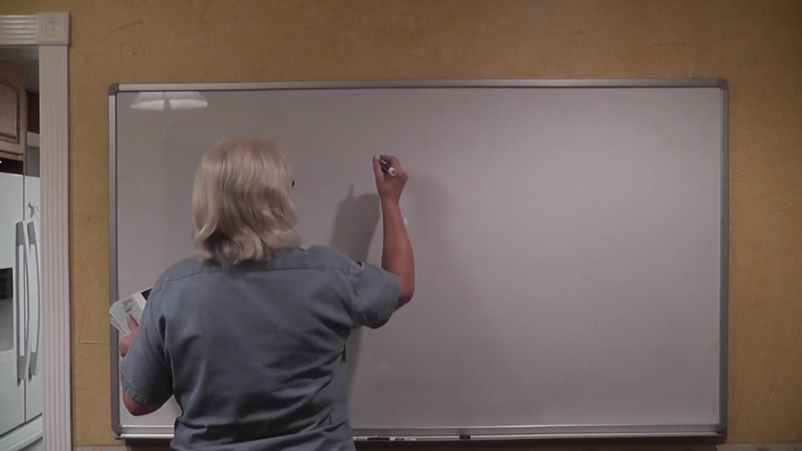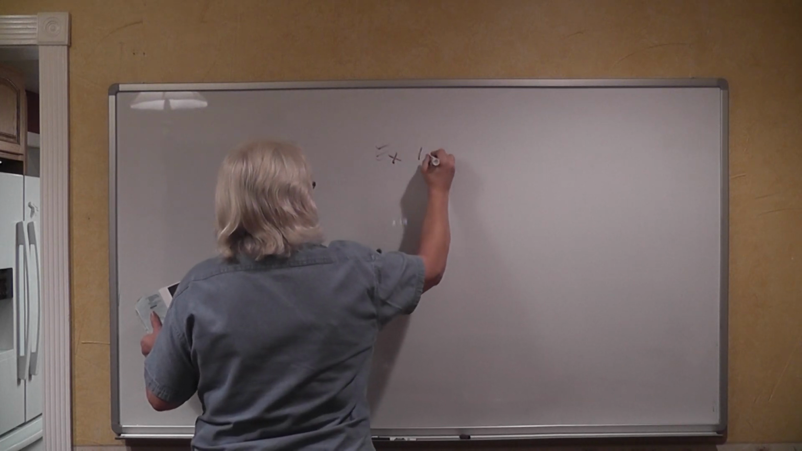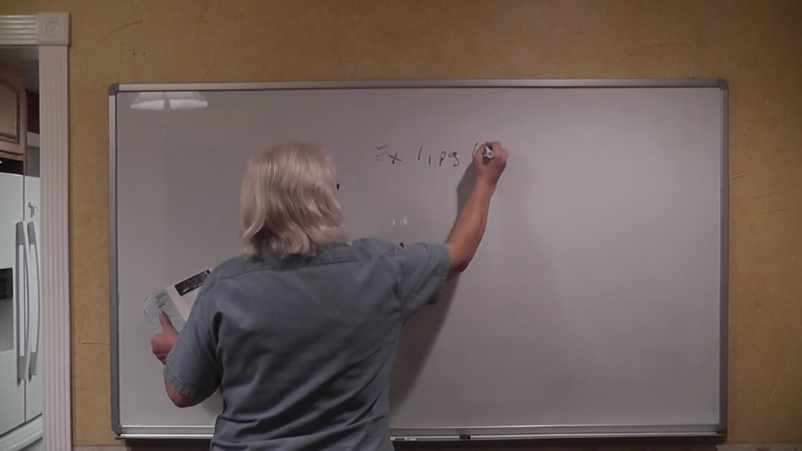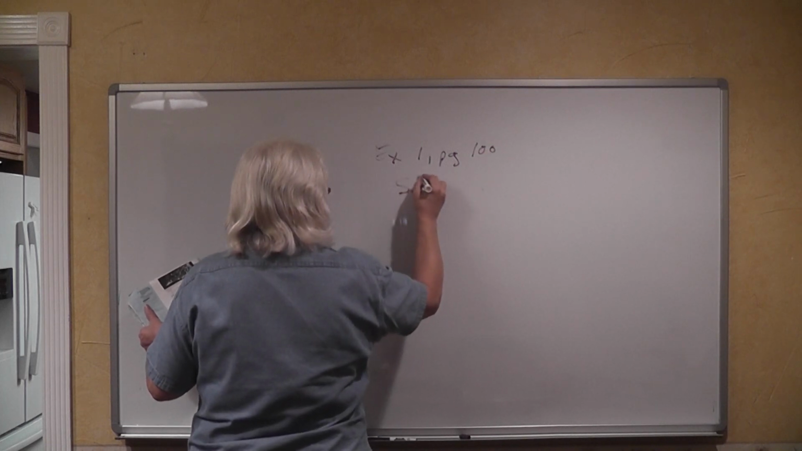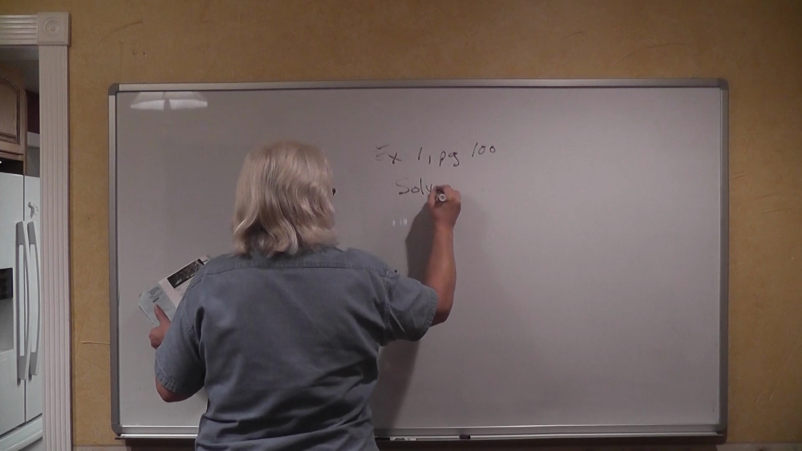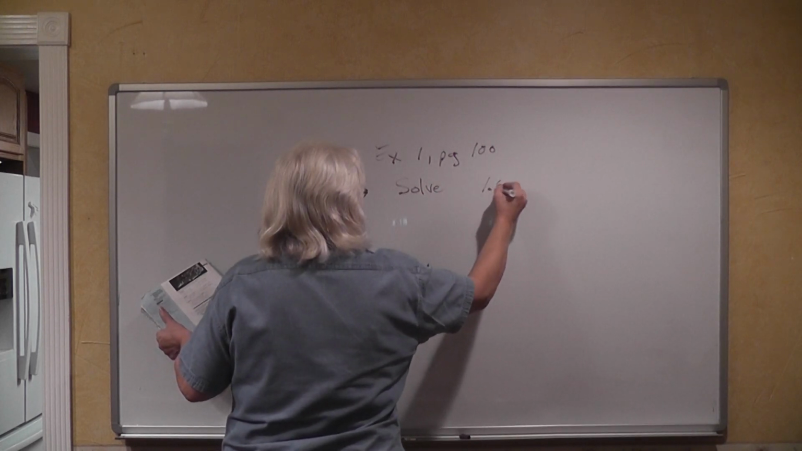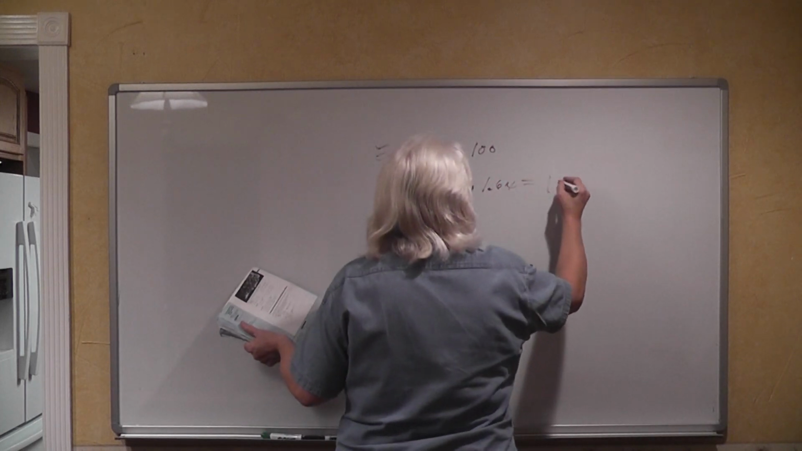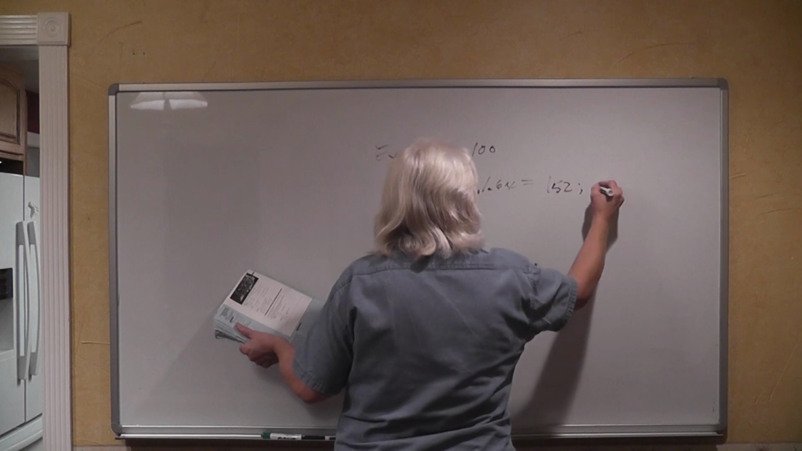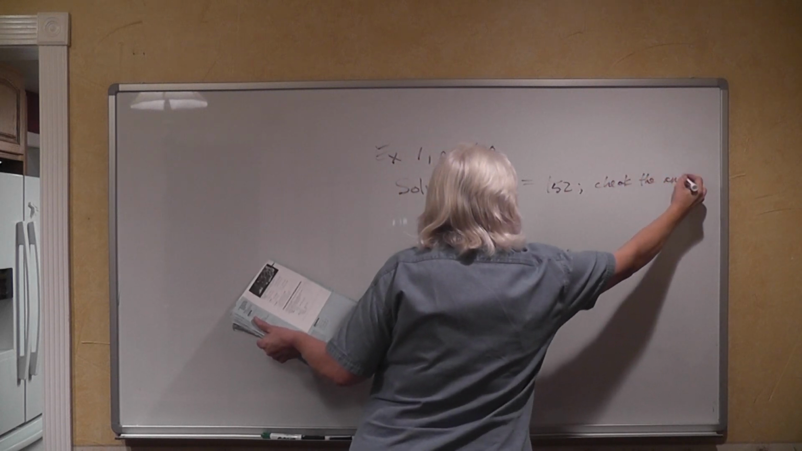So let's look at example 1. This is on page 100. Example 1, page 100, it says solve 1.6x is equal to 152, and then it says check the answer.